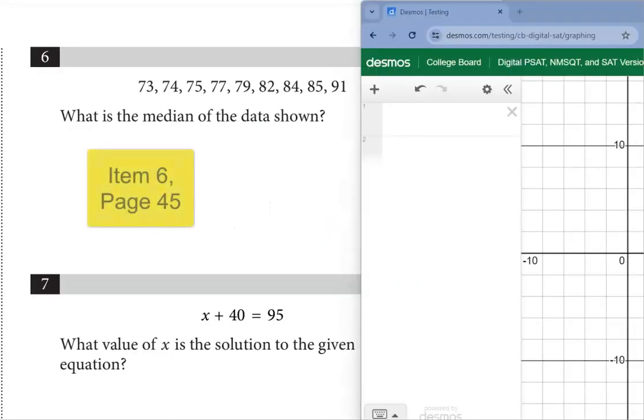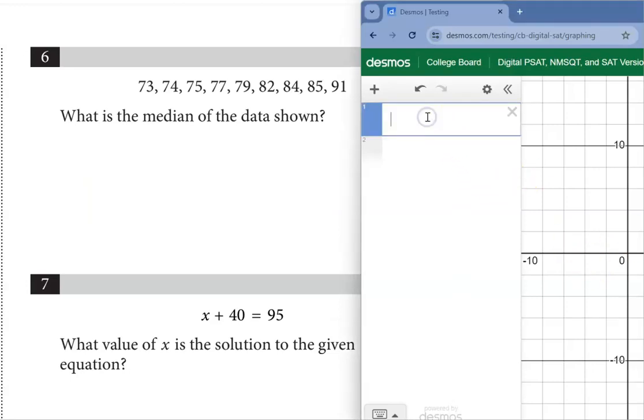The first item we're going to work today is item number 6, located on page 45. What is the median of the data shown? First, choose a name for your list. In this case, I'm choosing capital A, and then put an equal sign, square bracket, and type these numbers in as they appear on the test.